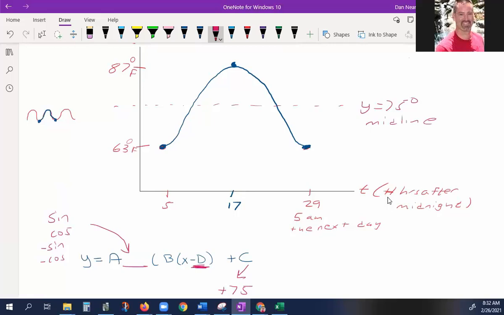Once you graph the midline, it's very easy to find the value of A, the amplitude, because the amplitude is just the maximum deviation between the midline and the graph. So that would be right here. The graph goes as high as 87, and to figure out how much deviation there is from 87 to 75, you simply subtract. So finding the amplitude is very easy once you find the midline. You just take the high point and subtract the midline.